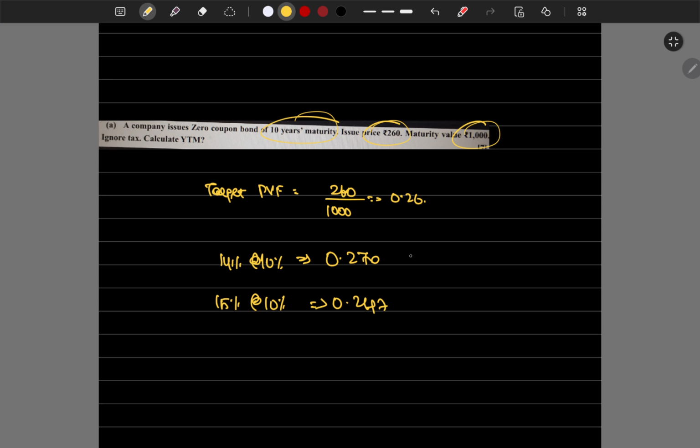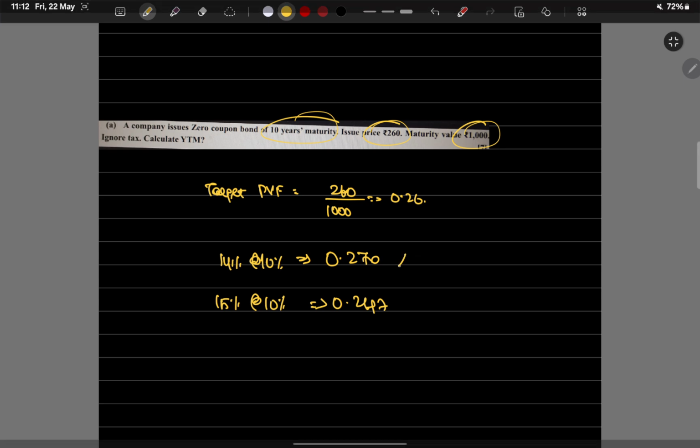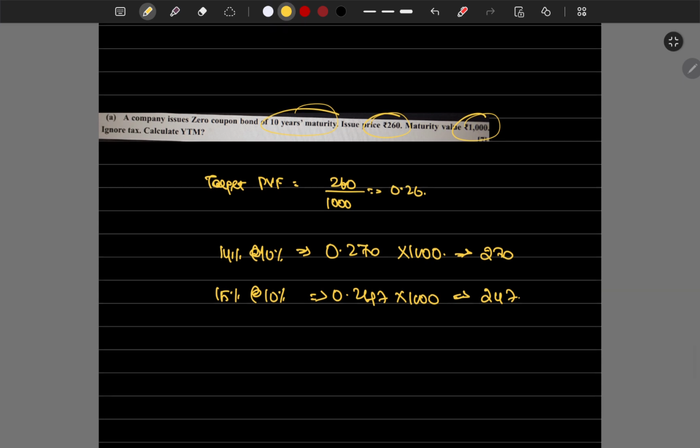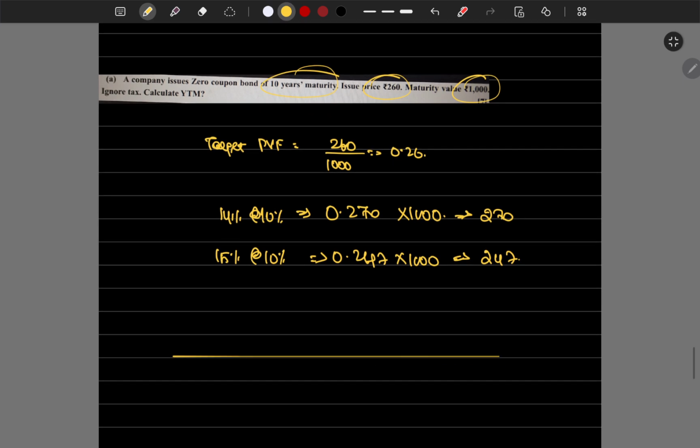What's the NPV? Calculate the 10th year value with the discounting factor. We'll be getting the NPV. NPV is 270 at 14% and 247 at 15%. So with the two rates, 14% NPV is 270, 15% NPV is 247. In between it is coming, which is 260.